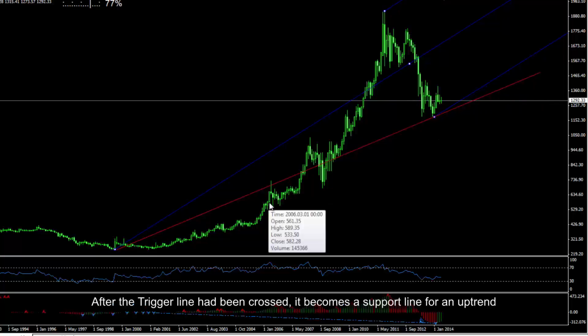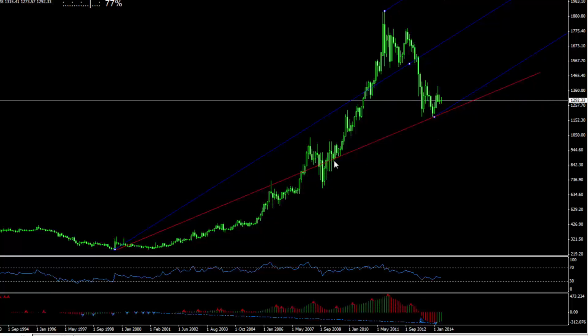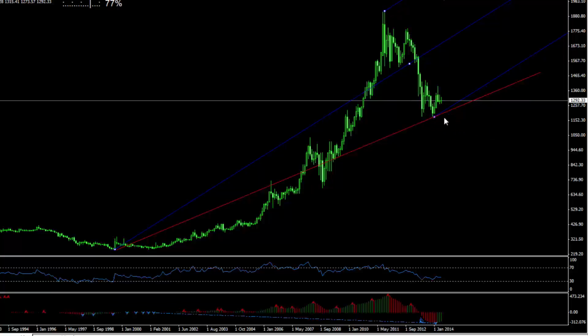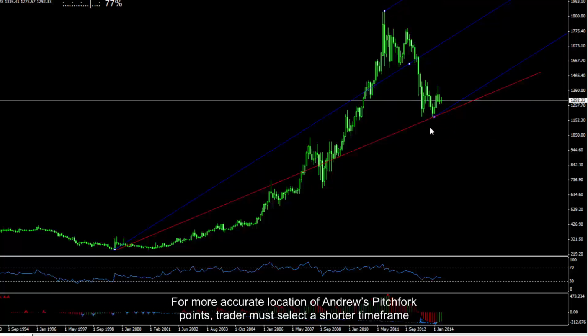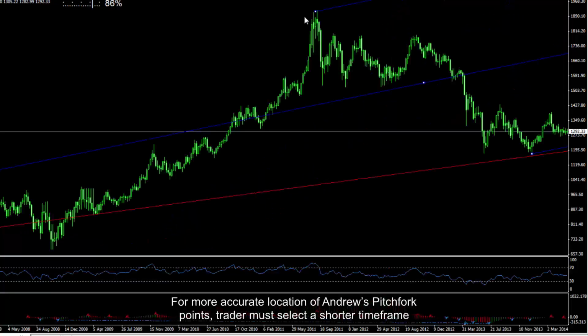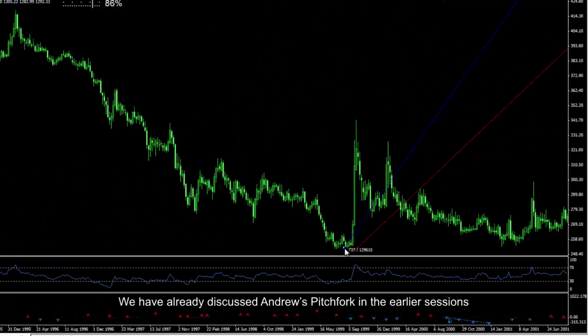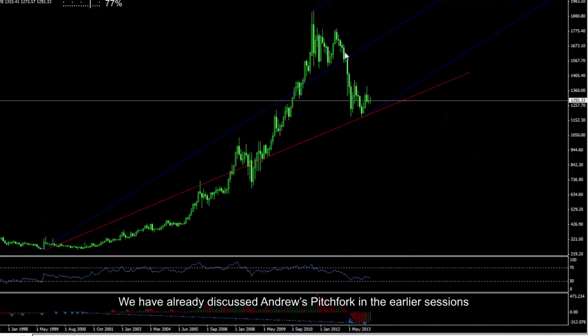After the trigger line has been crossed, it becomes a support line for an uptrend. Maybe price touches this line again, so it may affect the trend as a support or a resistance line. For a more accurate location of Andrew's pitchfork points, a trader must select a shorter time frame. We have already discussed Andrew's pitchfork in earlier sessions.